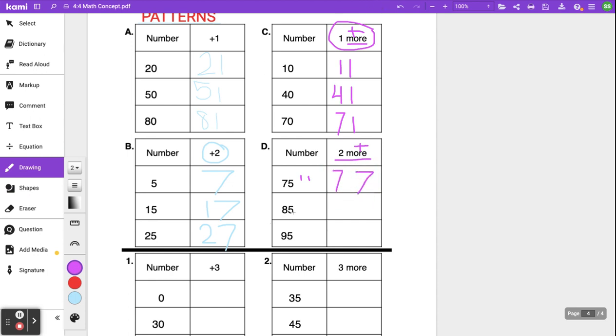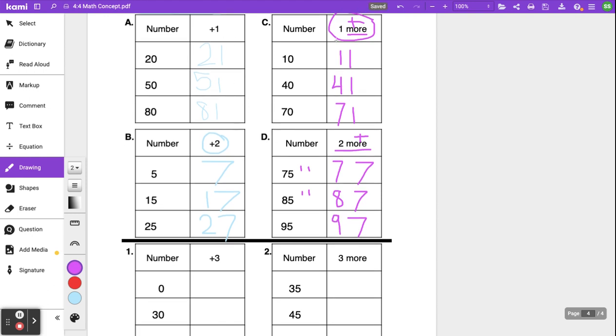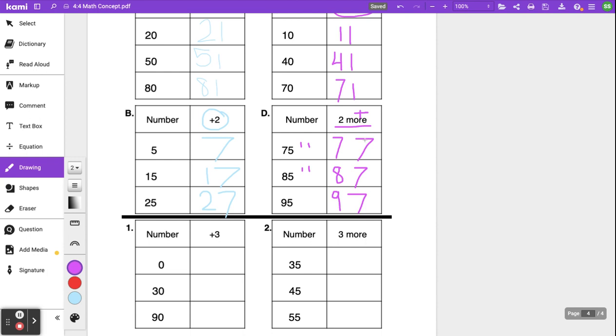Now I have 85 plus 2. I know the pattern here. 85, 86, 87. 87. Look, my 5 plus 2 always becomes 7 because 5 plus 2 is 7. It doesn't matter how many 10s I have. So I know then that 95 plus 2 is going to become 97. Very good. Okay, we did a pattern for plus 1 and 1 more, for plus 2 and 2 more.